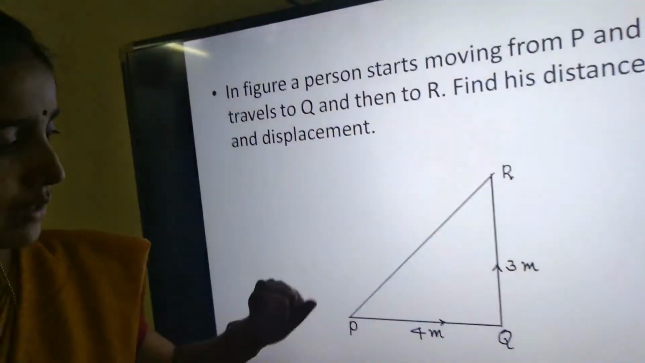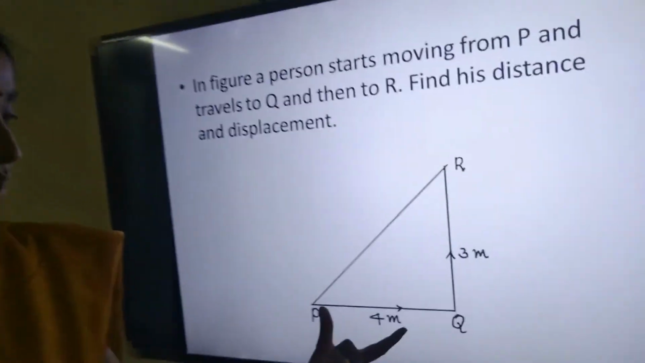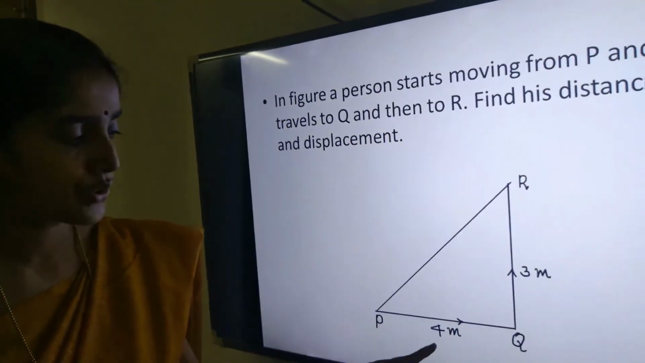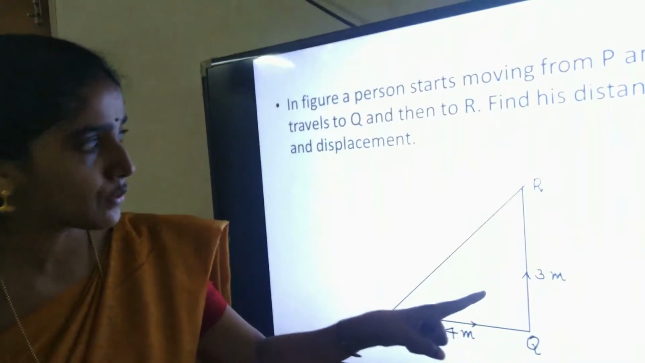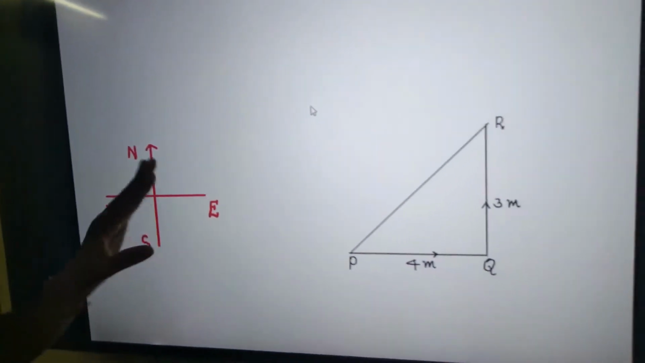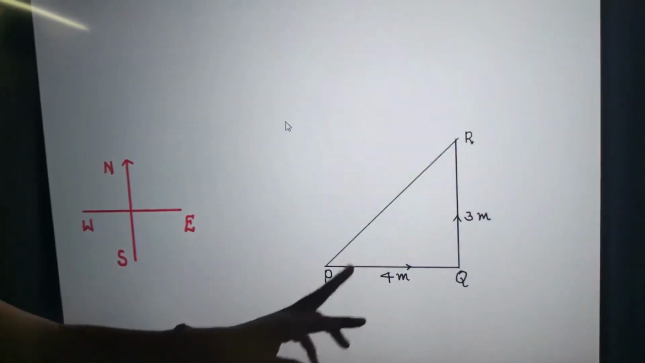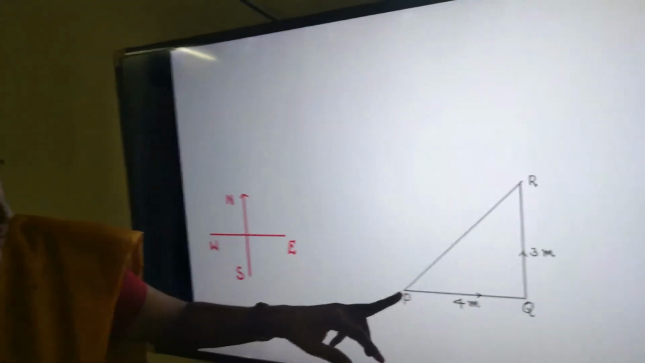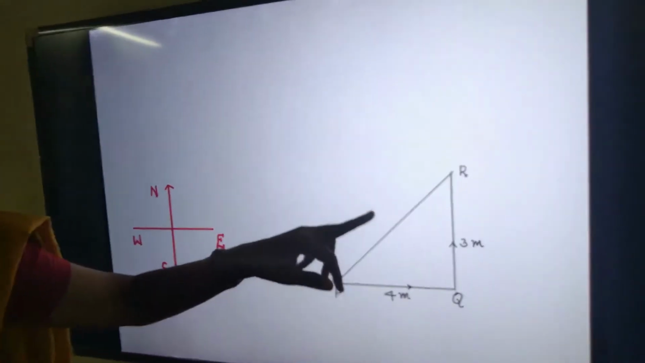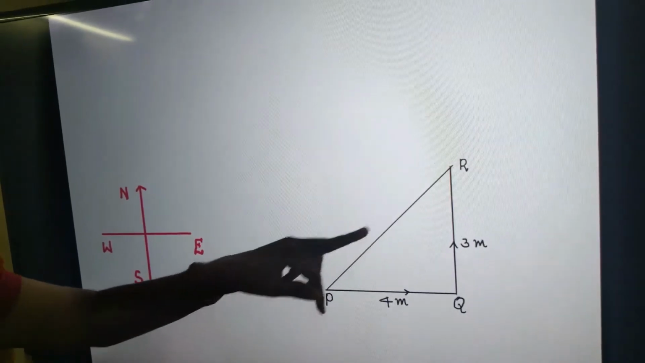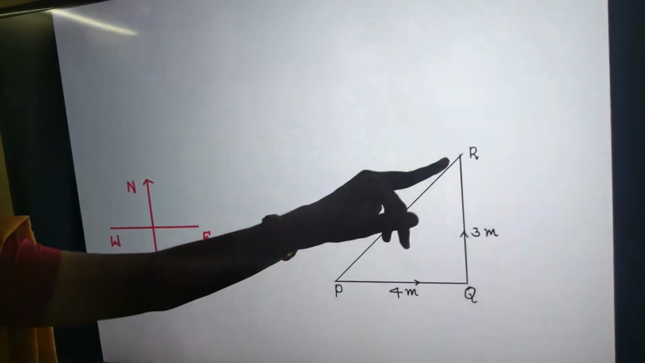Now how to find the side PR? We have again the Pythagoras theorem here because it's a right angle triangle. Root of 4 square plus 3 square. Okay, so let me show you the solution. This is the hypotenuse PR, starting from P, ending at R. So you can put an arrow here. Actually I forgot to put the arrow here. The arrow shows that the direction of displacement is towards R.